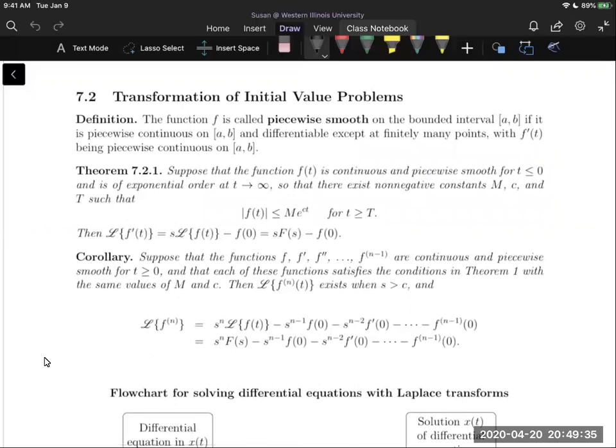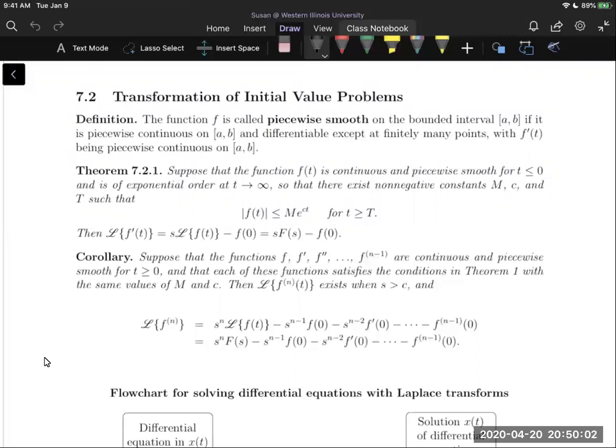The first one is regarding functions being piecewise smooth. And to be honest, this definition is what you think it would mean. So a function is piecewise smooth on a bounded interval if it is piecewise continuous, meaning you can cut it up into finitely many intervals, all of which are continuous, and differentiable except at finitely many points, namely at the endpoints, with the first derivative also being piecewise continuous.